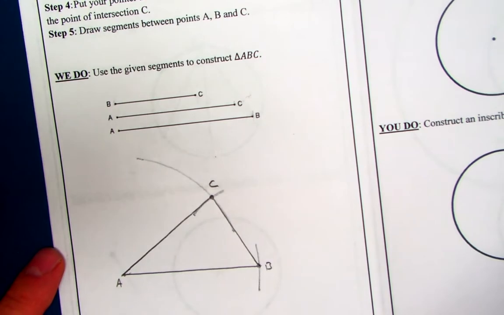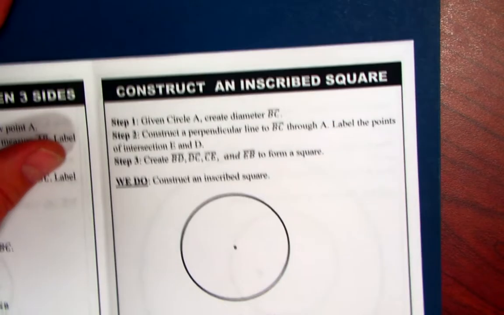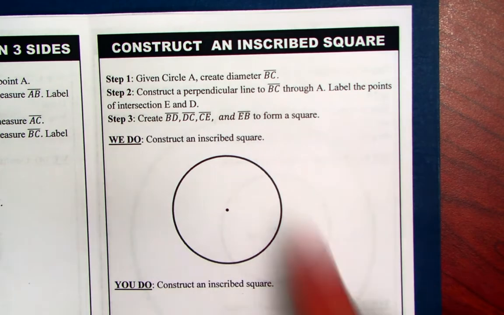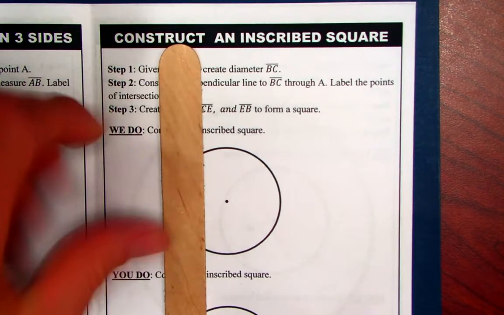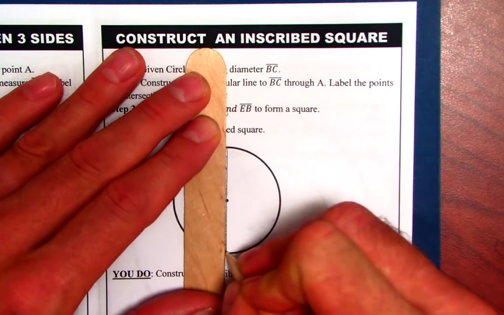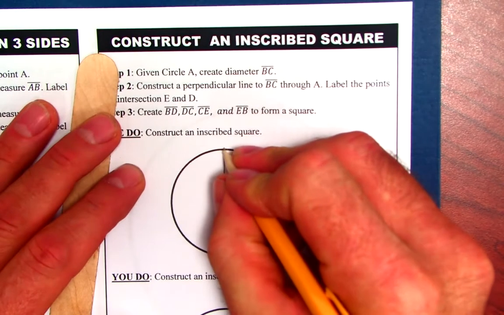All right, next, we're going to construct a square inside a circle, and that square, when it's inscribed, means all its vertices are going to be on the circle itself. Okay, so again, we're going to start out with a diameter, and that diameter can be anywhere. And we label the endpoints B and C.